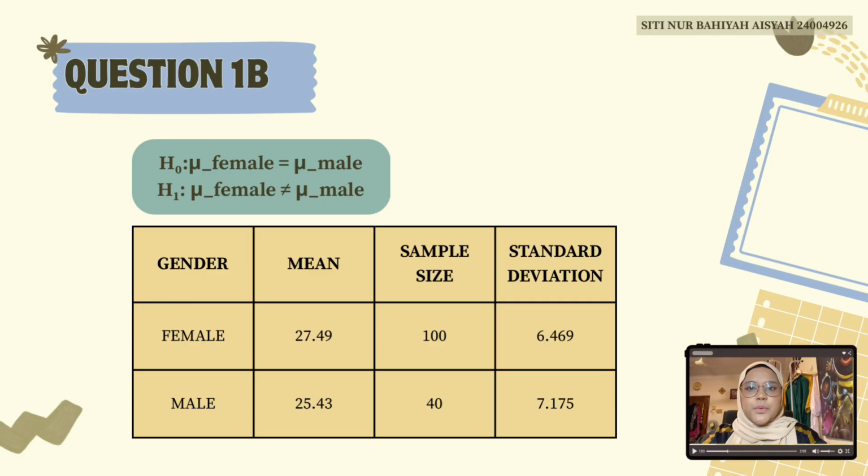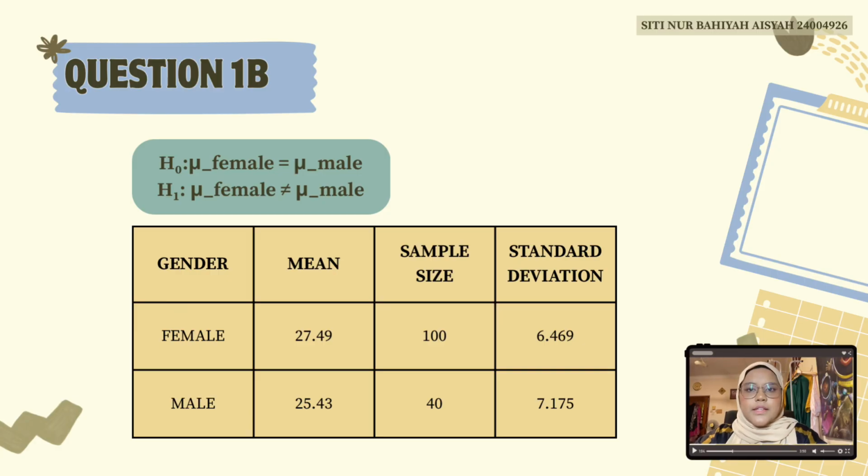In this question, we are asked to test whether there is a significant difference in the mean age of LRT passengers between male and female respondents. The null hypothesis means that the ages of male and female passengers are the same. The alternative hypothesis suggests that there is a difference in mean age between the genders.